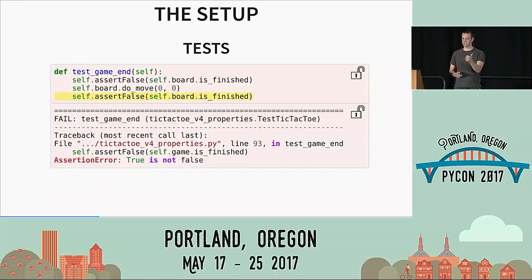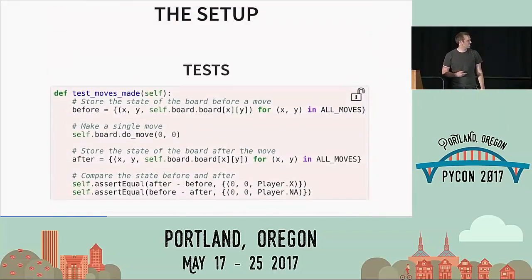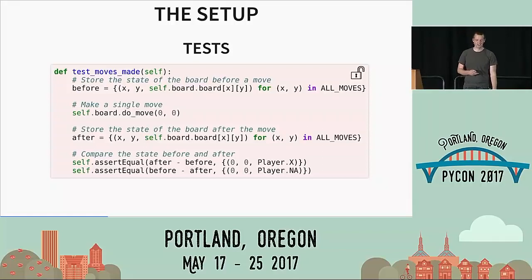Some of you may have already seen the bug. That's okay. I'm going to run through it. Okay, we got this bug. How do we get past it? So let's write a bigger test. We're going to store the state of the board so that we know what it is before we make the move. We'll do our move, and then we'll store it again afterwards. And we can compare them. They're sets. We can subtract them and see what values are different between before and after.